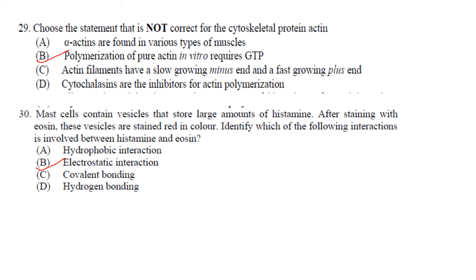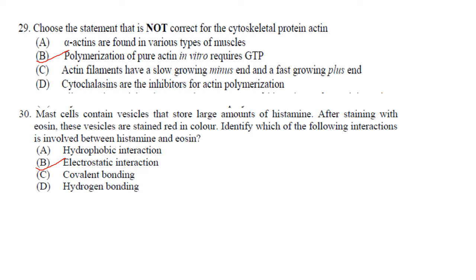Next one. Choose the statement that is not correct of the cytoskeletal protein actin. Option A. Alpha actins are found in various types of muscles. B. Polymerization of pure actin in vitro requires GTP. C. Actin filaments have a slow growing minus end and a fast growing plus end. D. Cytochalasins are inhibitors of actin polymerization. So what is not correct is that polymerization of pure actin in vitro requires GTP.